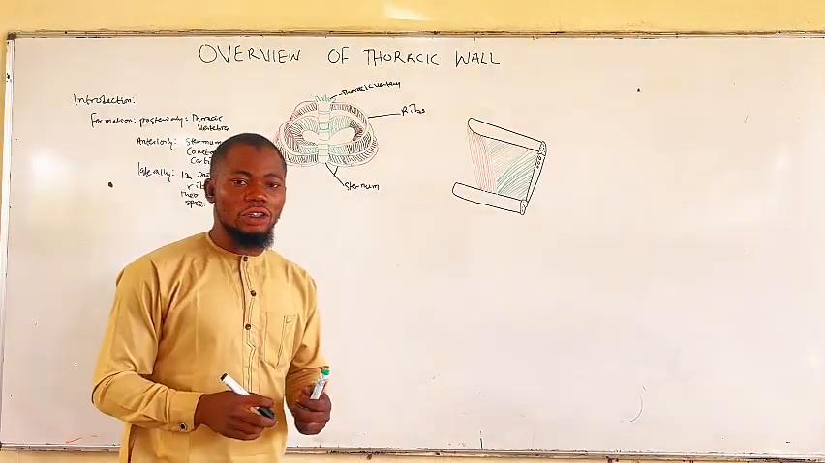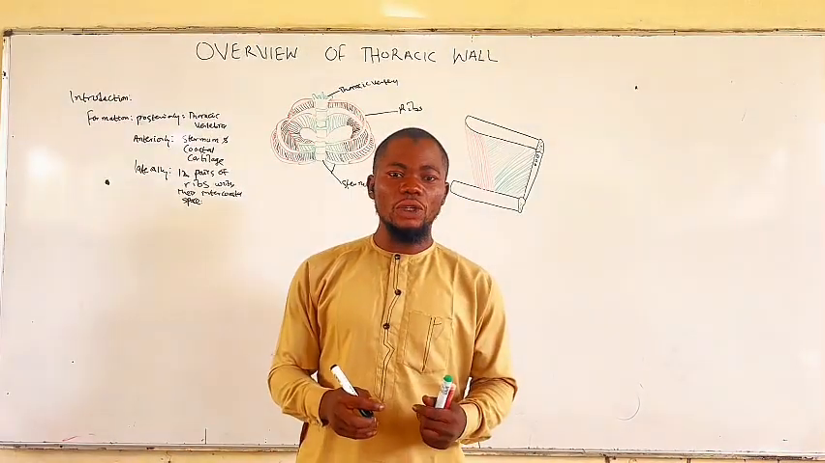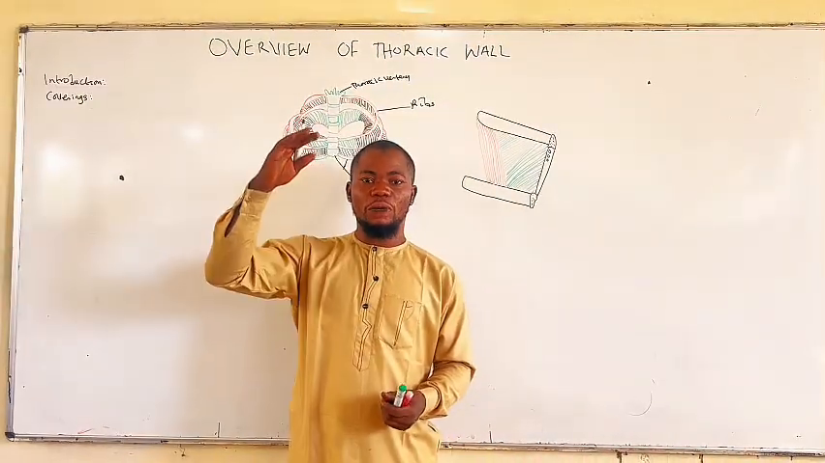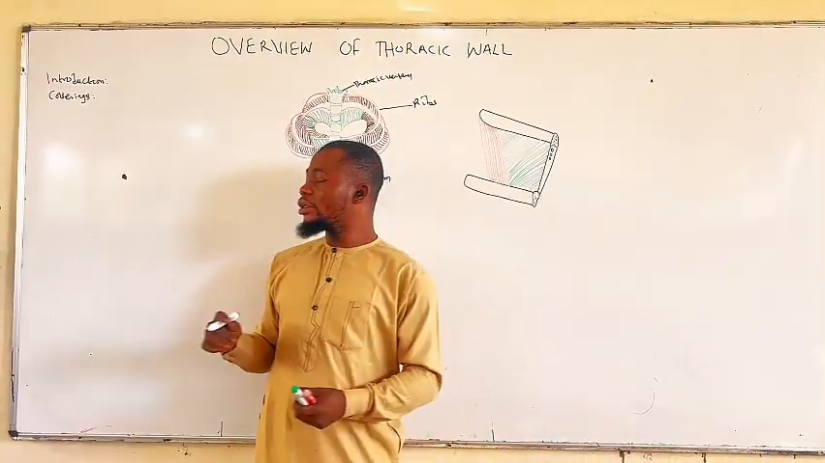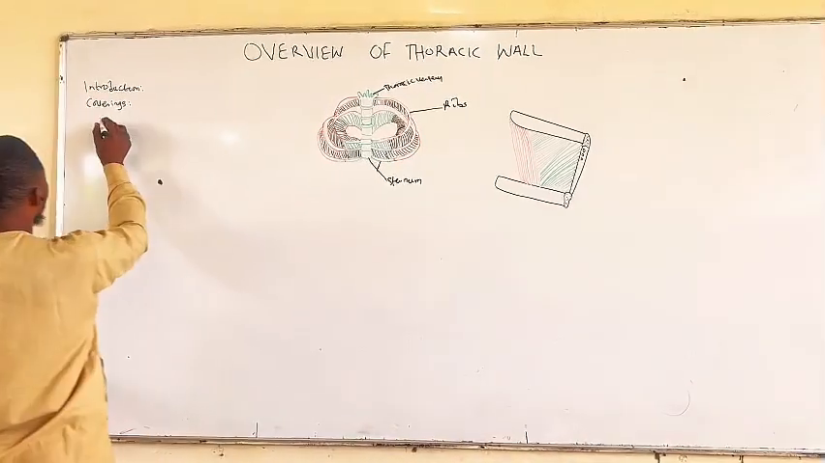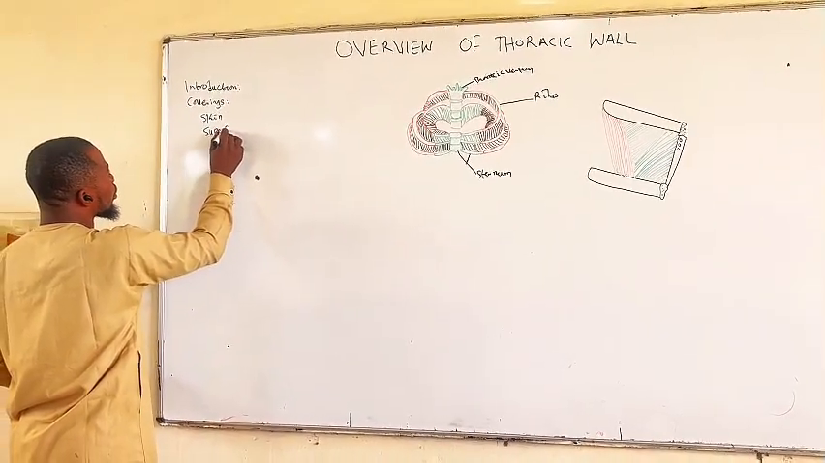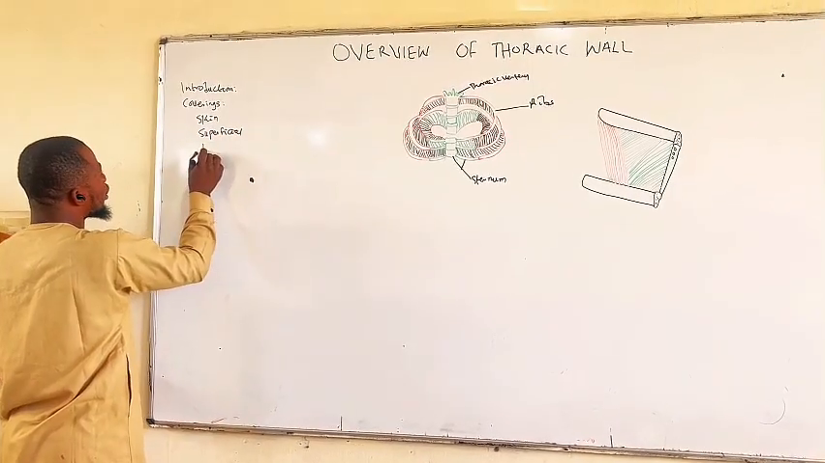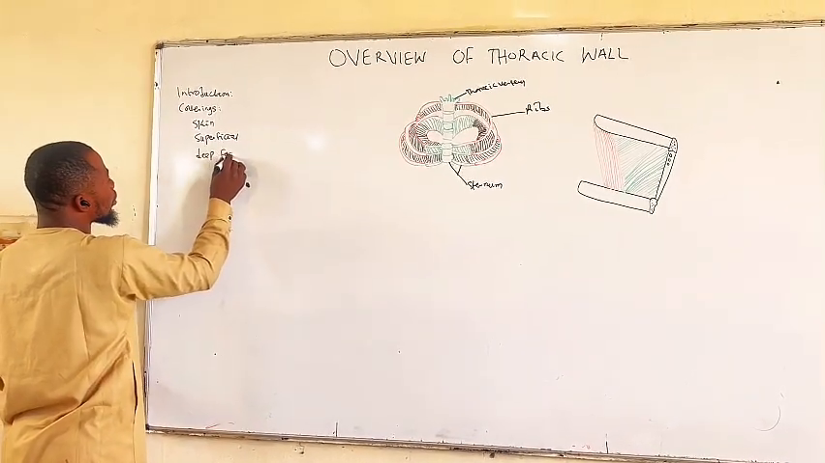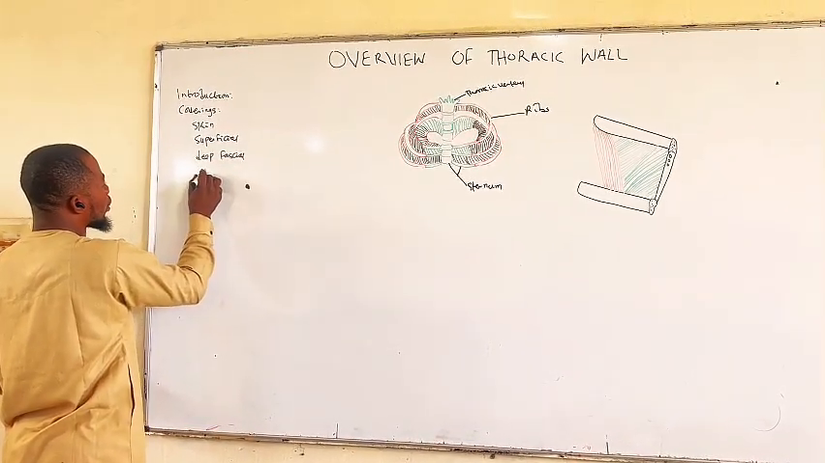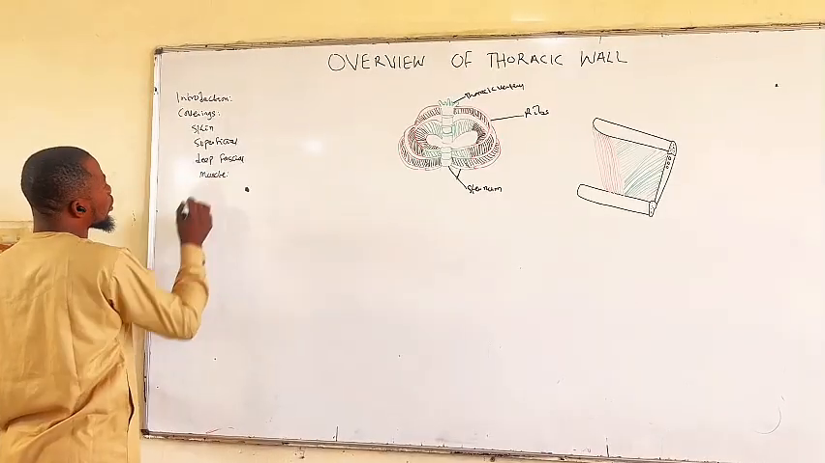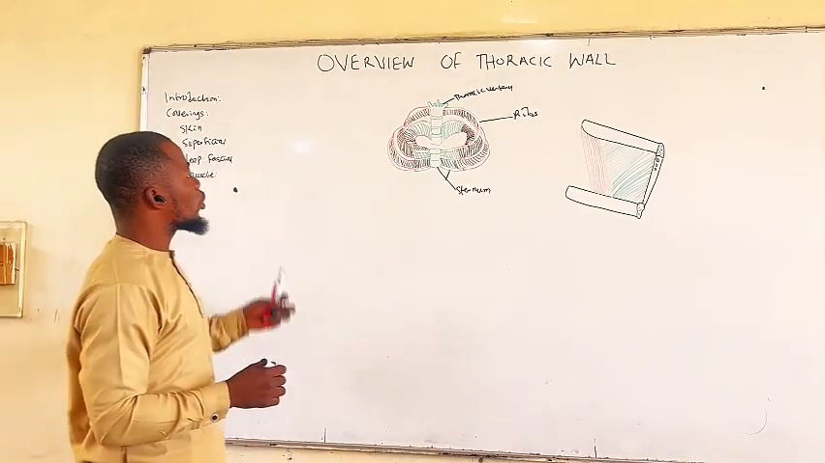Now, the coverings of the thoracic wall. The thoracic wall is covered from superficial to the deep by the skin, the superficial fascia, the deep fascia, and the muscles. These are the coverings of the thoracic wall.